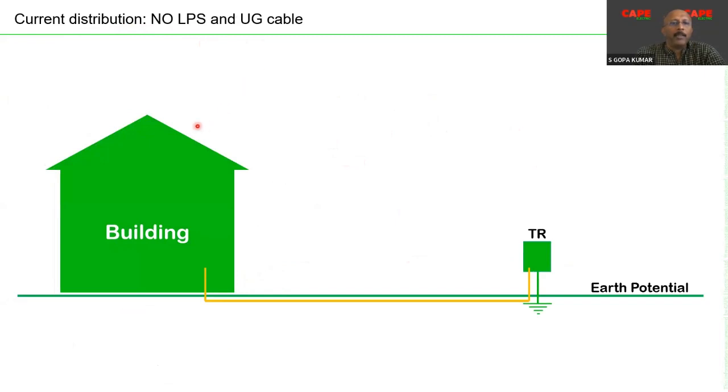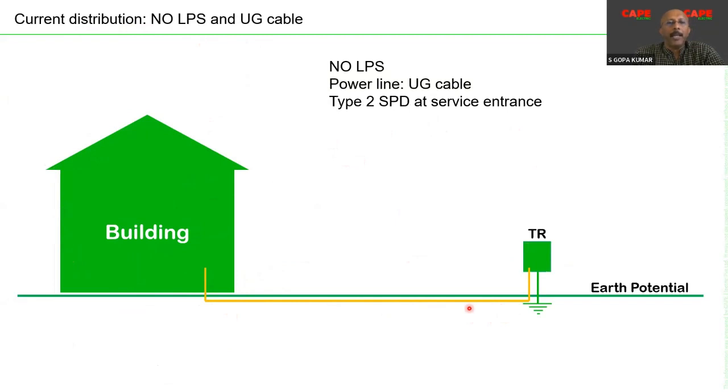And in this particular case, the building doesn't need any external lightning protection system. And imagine the power supply is coming from the transformer through underground cable. No lightning protection for the building means the 50% of the current which is going to be diverted to the power line, we don't need to consider. No overhead line, or it is completely buried under the ground, means the direct lightning strike on the service is also not expected. Under this condition, a type 2 SPD at the service entrance is enough.